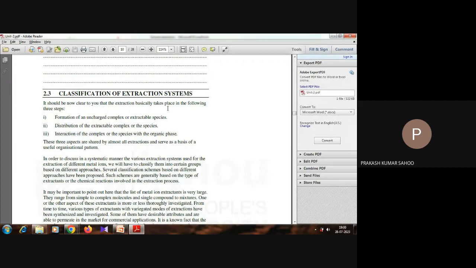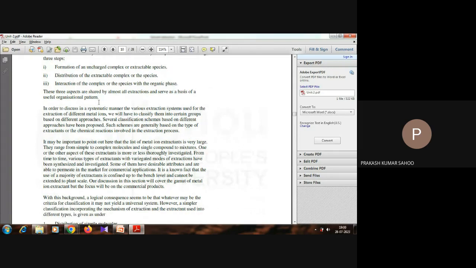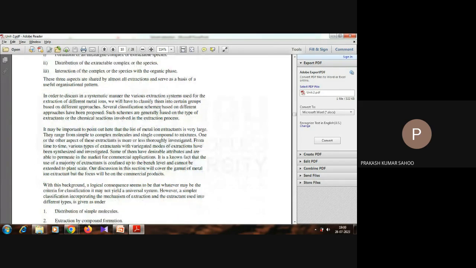Okay, so in the next part we will have the classification of the extraction system. It basically takes place in three steps: formation of an uncharged complex or extractable species, distribution of the extractable complex or species, and interaction of the complex or species with the organic phase. These things we already discussed. That is, there will be formation of the complex, then distribution of the complex between organic and aqueous phase, then the interaction part in the organic phase.